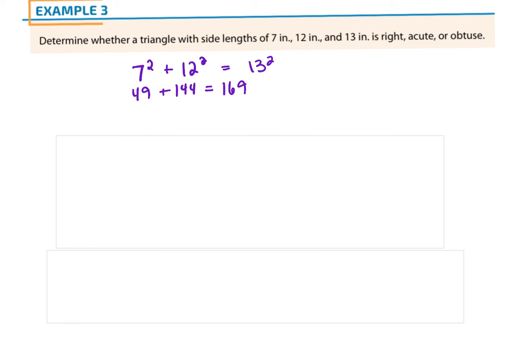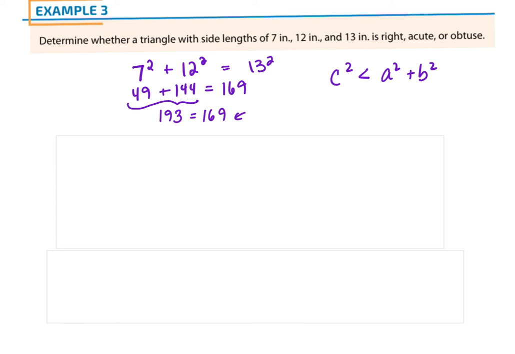All right, when we get those, we have a problem, right? Because these add up to what? 193, right? And this guy is 169. That is not equal, all right? That is not equal, which means that these two sides are actually bigger than this. So that means the c squared is smaller than the a squared plus the b squared. All right, my c squared is smaller.